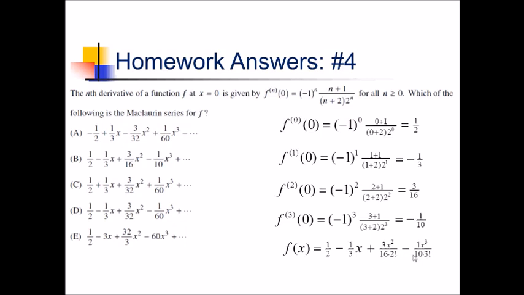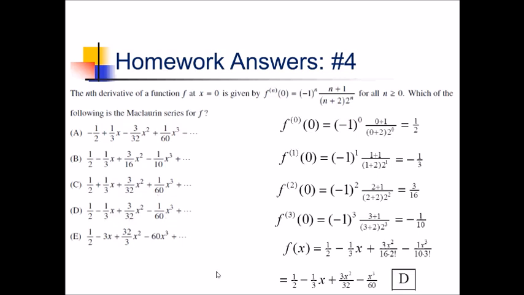So let's go ahead and simplify this because none of the answers have factorials, so they must have simplified. First 2 terms are fine. This next term here, we've really got 3 over 32. And this next term, we've got 1 over 60. So taking a look at our answer choices now, we start with a 1/2. So that gets rid of choice A. Next, we have a negative 1/3, so we're down to B or D. And the next term should be 3 over 32, and then 1 over 60 negative, so choice D is our answer.